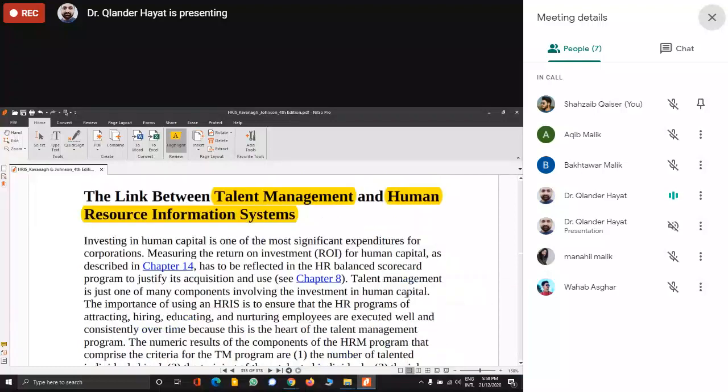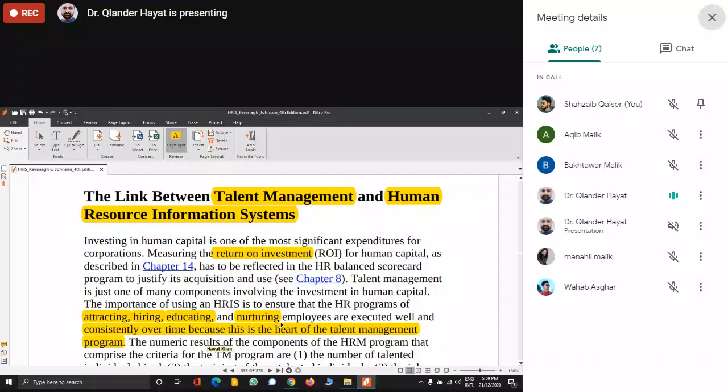This is a very important part of this chapter. When organizations measure the return on investment for human capital, they have identified the HR balanced scorecard to justify its acquisition and use. Talent management is just one of many components involving the investment in human capital. And the human resource information system is also important to ensure that the human resource programs of attracting, hiring, educating, and nurturing employees are executed well and consistently over time, because this is the heart of the talent management program.